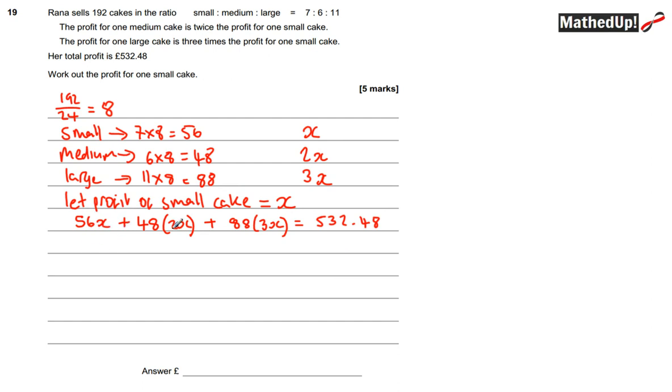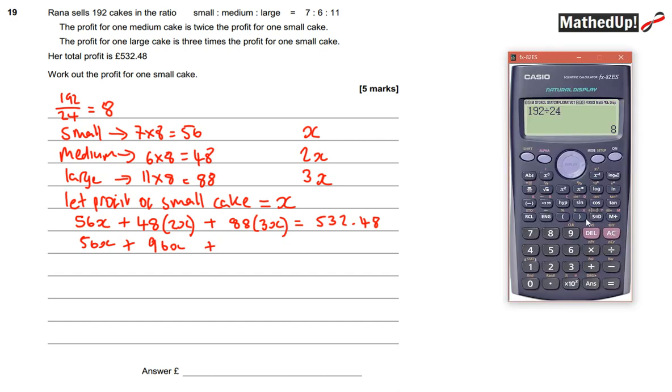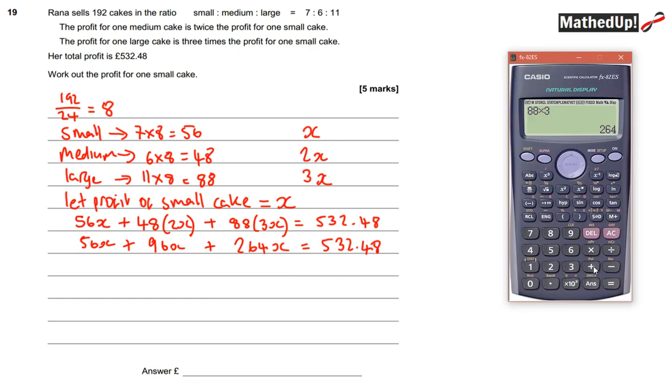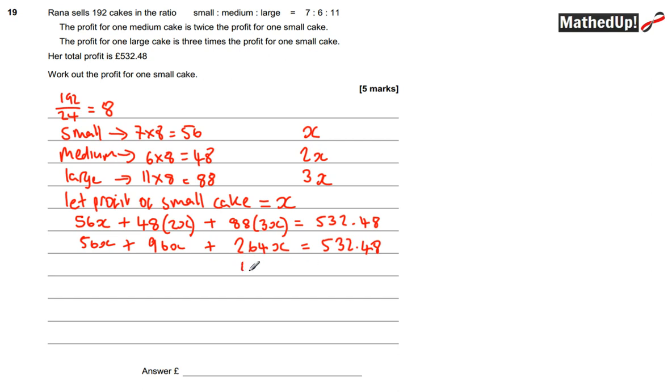Okay, so I can simplify this because it's all in terms of x. So we'll write it down again. So we've got 56x plus 48 times 2x, which is going to be 96x, plus, and we've got 88 times 3x, and we'll just double check, 88 times 3, and that gives us 264x, equals £532.48. Okay, and if I simplify all of this, I've got 264 plus 96 plus 56, and that's 416x. So 416x is going to be equal to £532.48. Okay, now to work out x, I need to divide by 416.